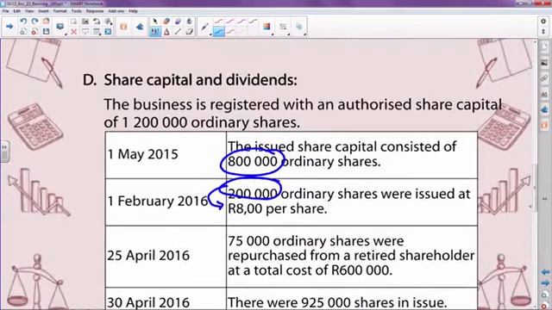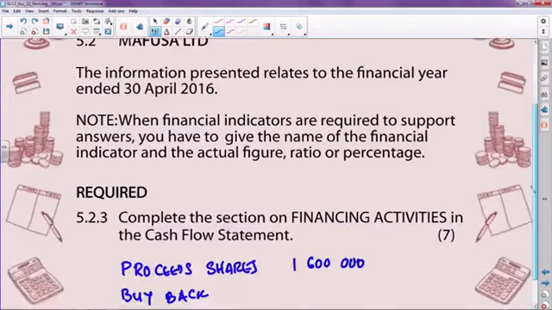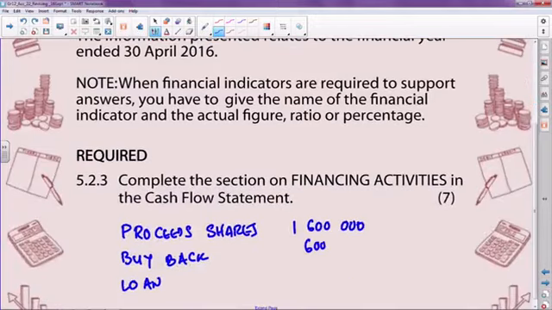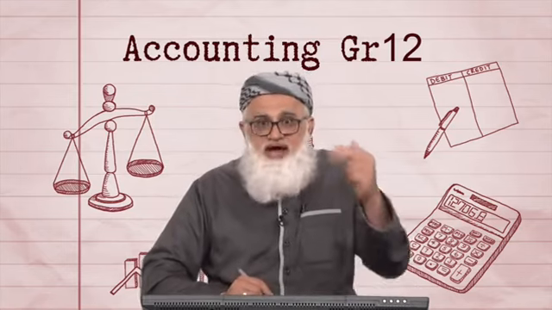Then the next thing that you look at is you are told that 75,000 ordinary shares were repurchased from a retired shareholder at a total cost of 600,000. Now, clearly, once they give you the total cost of 600,000, then there's absolutely nothing to calculate. So, total buyback, 600,000. Another important thing to remember is if that is not given to you, then you have to redraft your ordinary share capital account and your retained income account to find the two bank components. So be careful with this buyback.